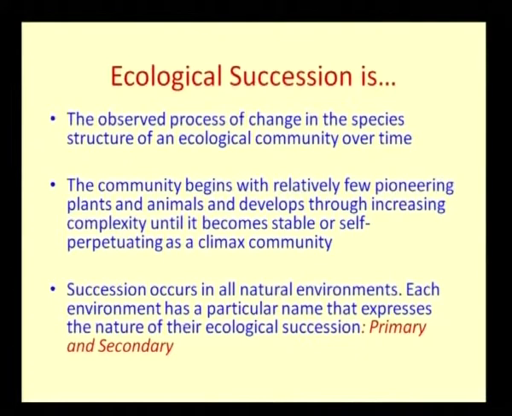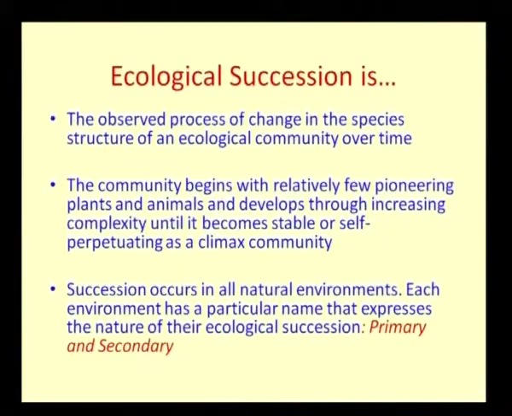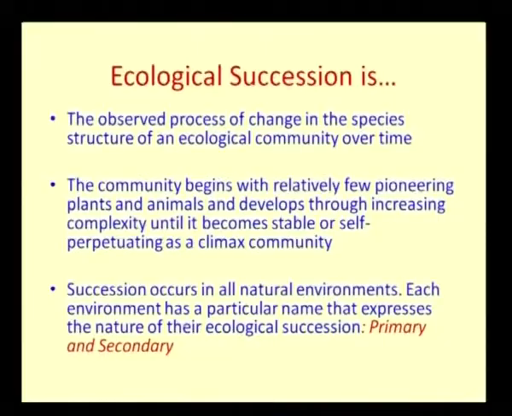So the observed process of change in the species structure of an ecological community over time is actually termed as your ecological succession. The community begins with relatively few pioneering plants and animals and develops through increasing complexity until it becomes stable or self-perpetuating as a climax community. See, what exactly it means is that pioneering communities are those which colonize an area first. So these pioneering species of plants and animals come into being initially, and then it grows into a stable community.